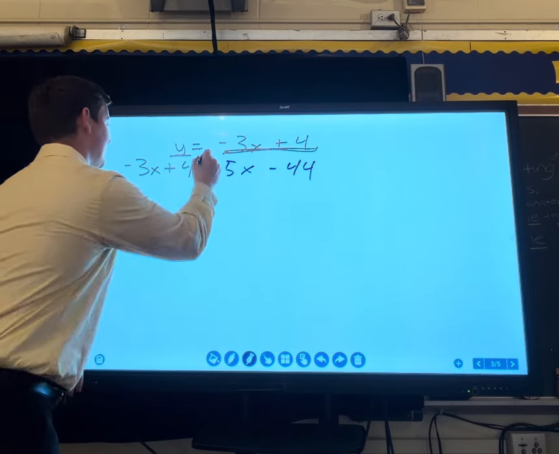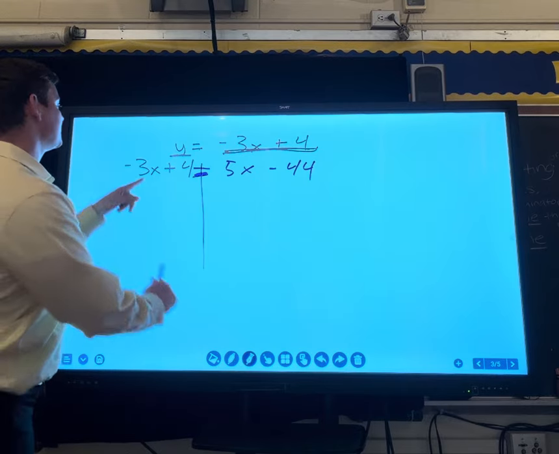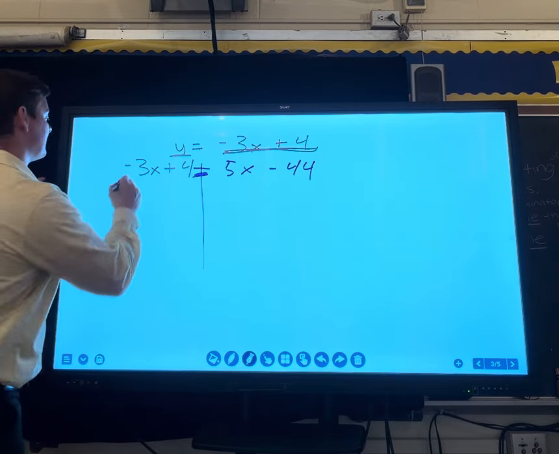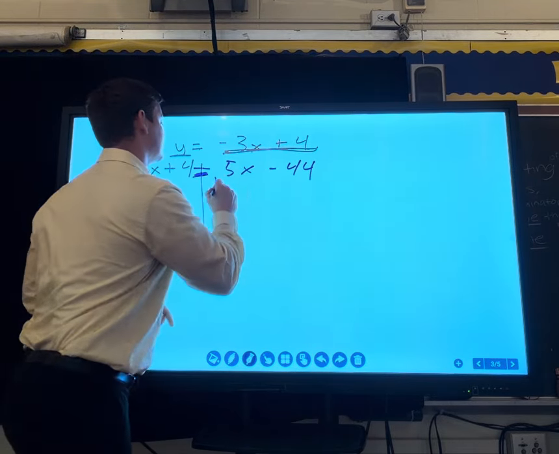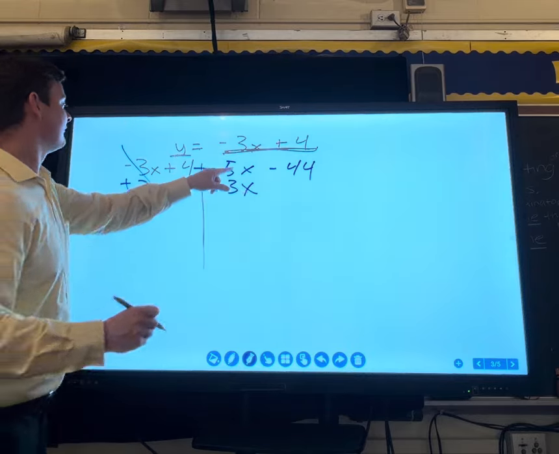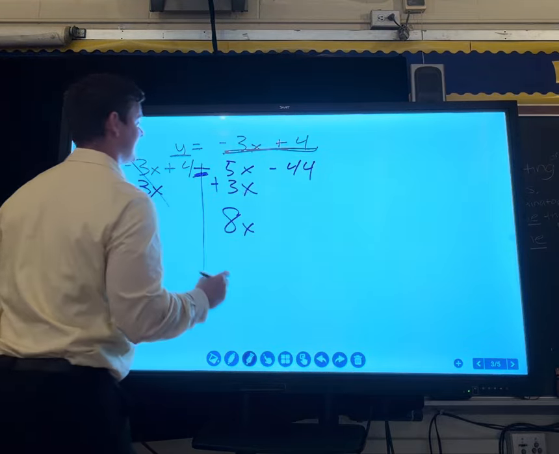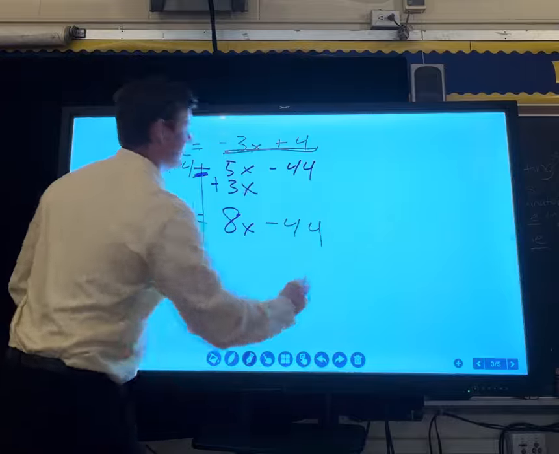Now I just solve this for x. I have x's on both sides. I have to move one of them over. To move over a minus 3x, I'm going to add 3x. If I add 3x to one side, I do it to the other side. And I notice how I add it with the other x term. 5x plus 3x is 8x. I'm left with 4 equals 8x minus 44.